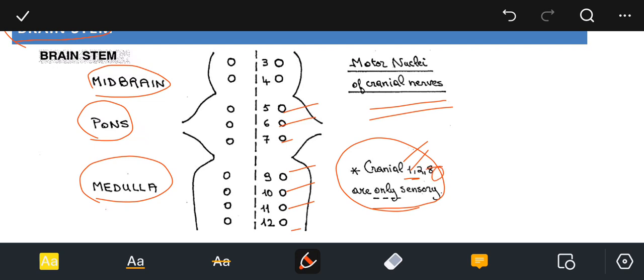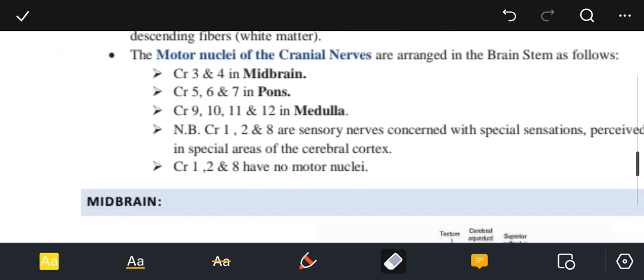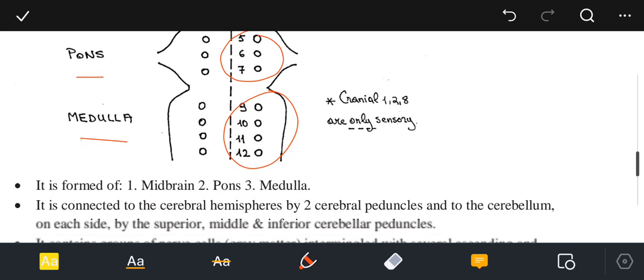The cranial nerve 8, that is the vestibulocochlear nerve, is coming from the brainstem, but that is not motor, that is only sensory. So right now we are talking about the motor neurons, motor nuclei only. So the motor nuclei of the cranial nerve 3 and 4 are present in the midbrain, 5, 6 and 7 in the pons, and 9, 10, 11, 12 present in the medulla.